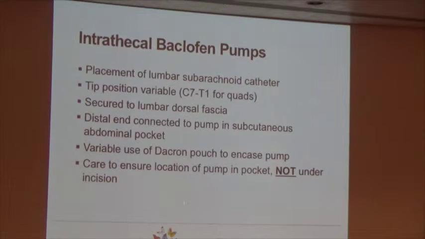The way we do this is we place a lumbar subarachnoid catheter, and we're able to actually tip it. The tip is variable, but it really goes up to C7, C1, depending on what the functional component of these patients is. It's secured to the lumbodorsal fascia, and then it's tunneled to a subcutaneous pocket.